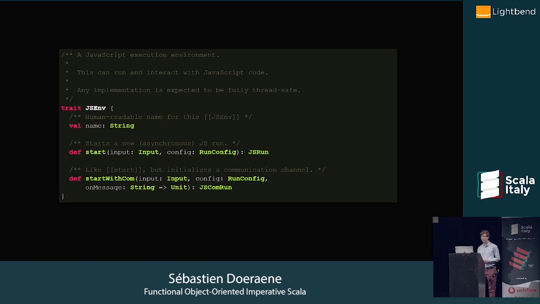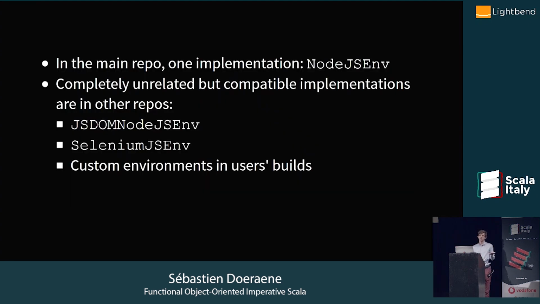This is another example. It's an abstraction for the JS environments, or the JS engines that we're going to use to execute the JavaScript code for run and for tests and things like that. So it has a name. It has basically a start method that takes a set of JS input files, some configuration, and returns an abstraction to manipulate the run, like to stop it and get its output and that kind of stuff. And you have one implementation in the main repo, which uses Node.js as a JavaScript engine to run and test.